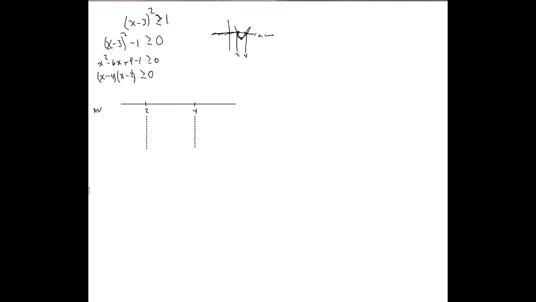Now I'm going to go ahead and decide on what my test values are. My test value here, 0 is a good test value because it's left of 2 and it's easy to do the arithmetic with. I think 3 would be a good test value right in between. And then I like 10, as I've mentioned before. So I'm going to go ahead now and do sign analysis.